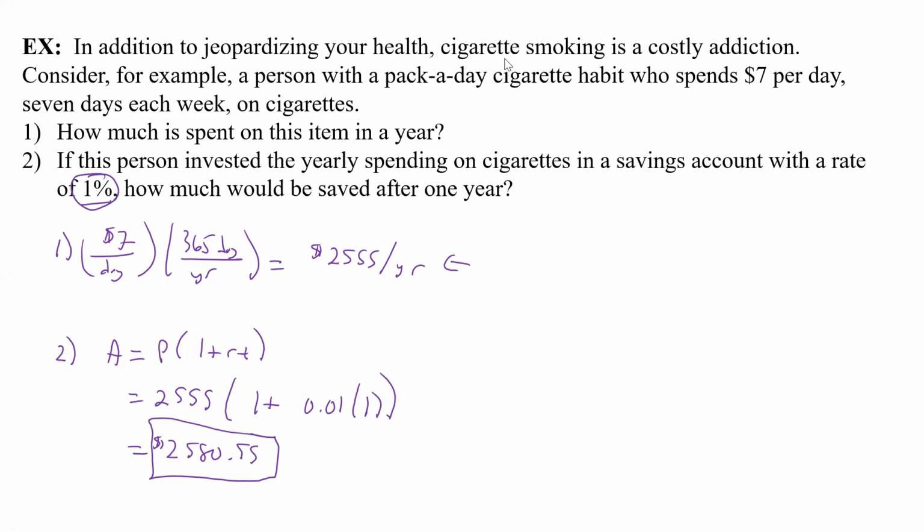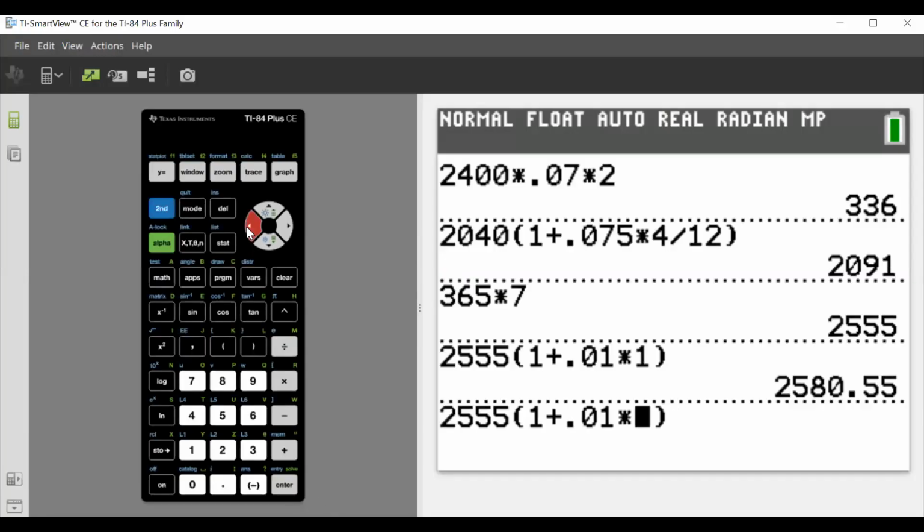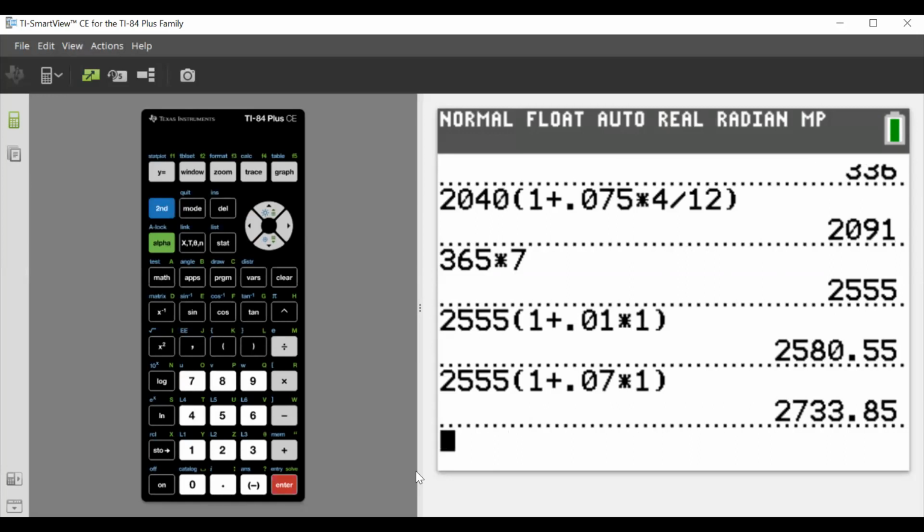So what would it be if we had a 7% interest rate? Let's do that. So if we bring up our last equation and we had a 7%, we'd have $2,733.85. So you can see, it gives us a lot more interest obtained when we have a higher interest rate. So the better interest rate you can find, the better it is. Now it's opposite when you borrow. When you borrow, you want the lowest interest rate possible because then you have to pay back less. So if you had to pay back the interest on both of these, you'd have to pay a lot more back if you had the 7%. So it kind of works opposite of each other there.